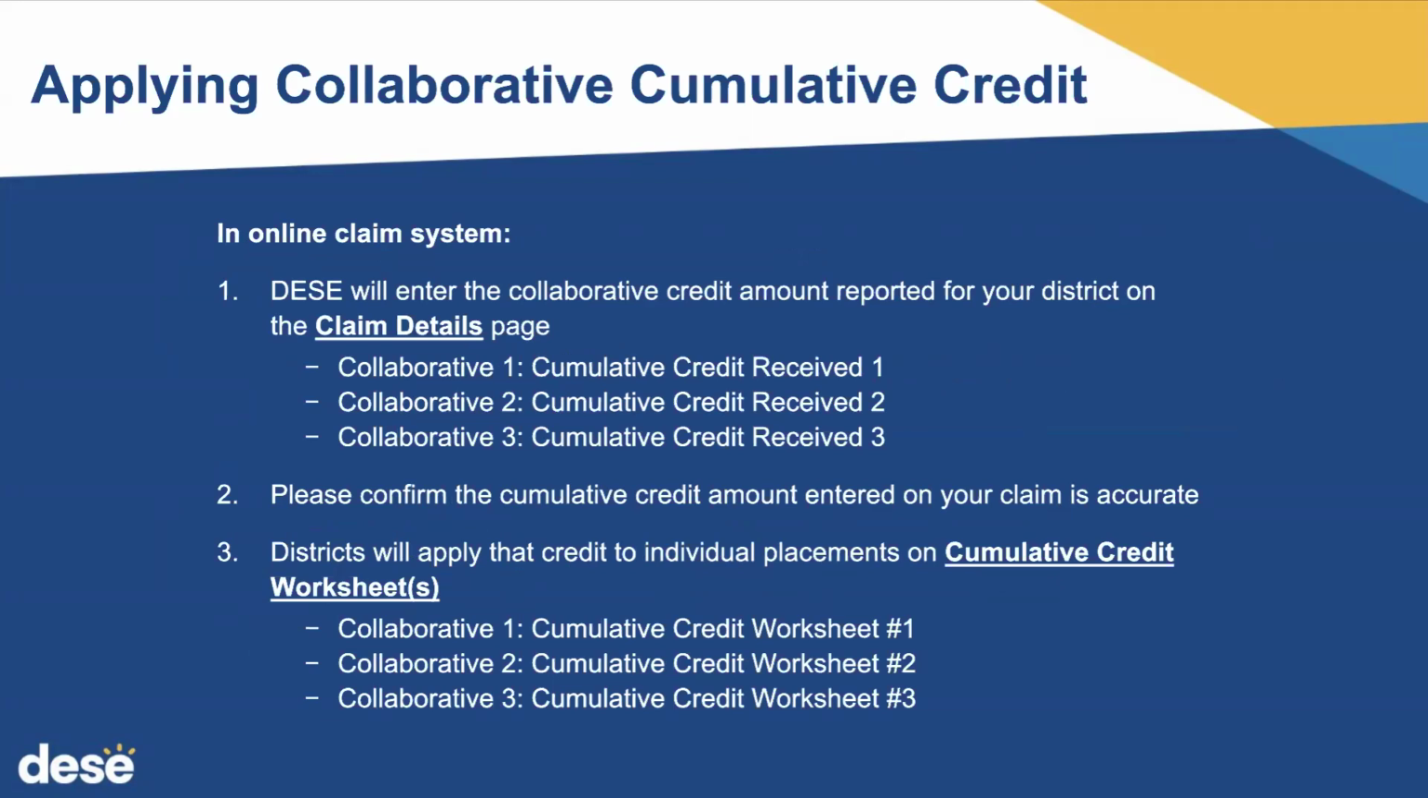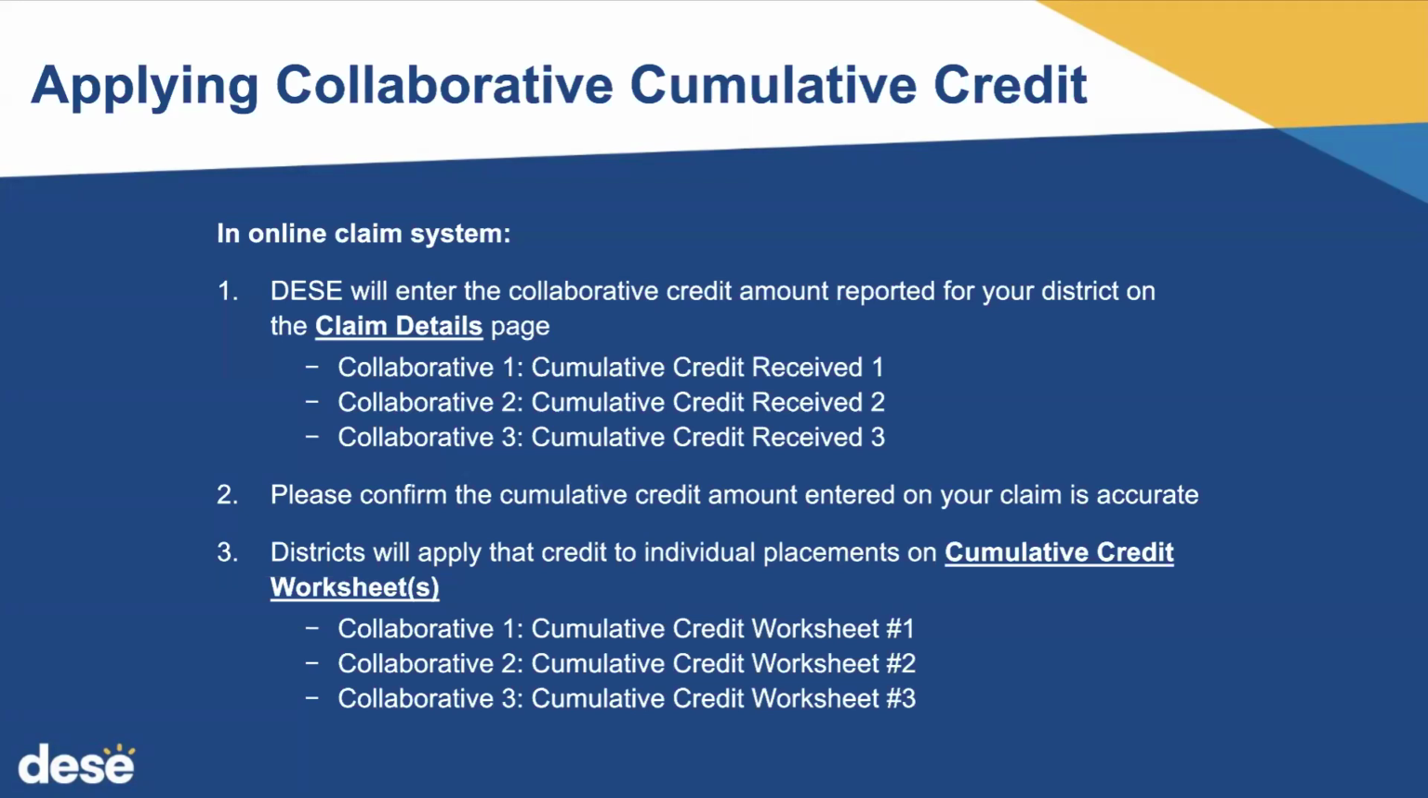So in the online system, like I mentioned, DESE has already entered the collaborative credit amount to your claim. Most of the districts, except for one, are only a member of one collaborative this year that has issued credit. So most of these credits you'll see under collaborative credit, cumulative credit received, number one. If in future years you receive credit from more than one collaborative because you're a member of more than one, you'd see it under collaborative 2 and collaborative 3, depending on how we've added it. And you have to apply placements to each of the collaboratives that you receive credit from.